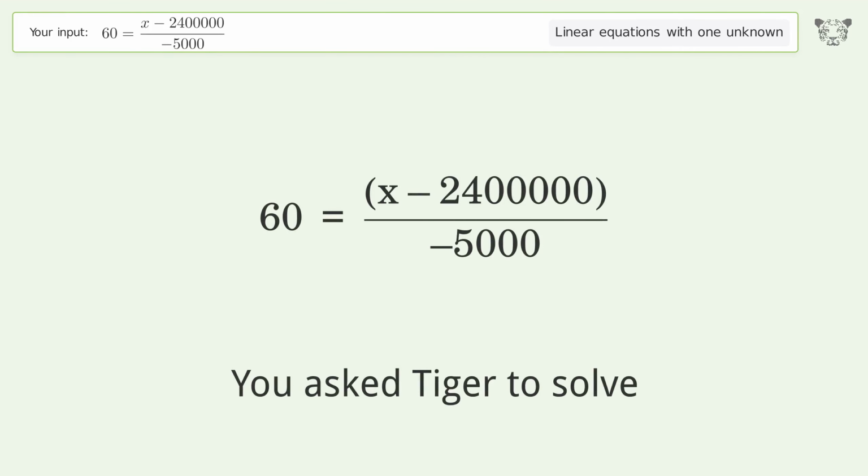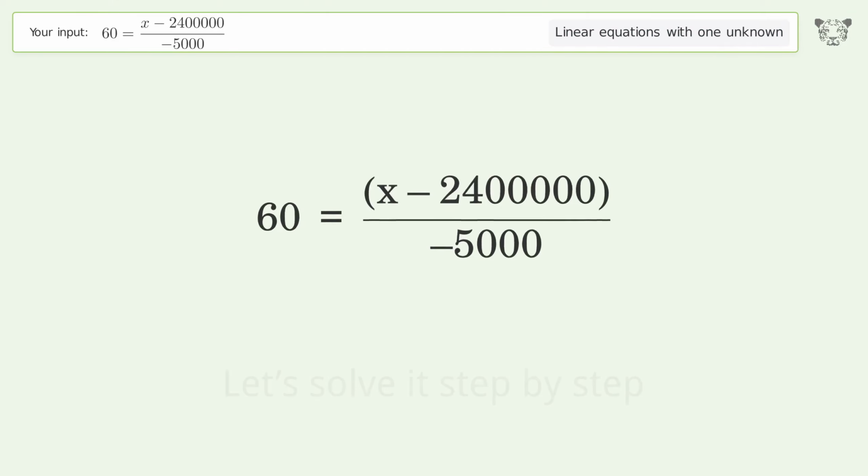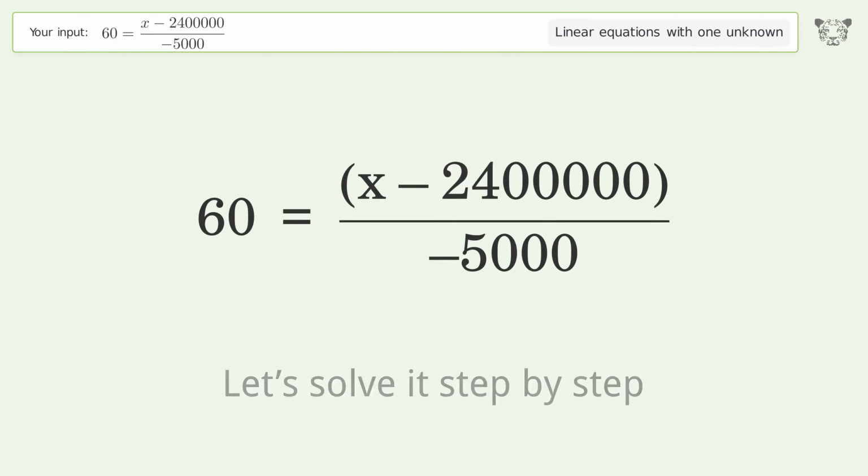You ask Tiger to solve. This deals with linear equations with one unknown. The final result is x equals 2,100,000. Let's solve it step by step.